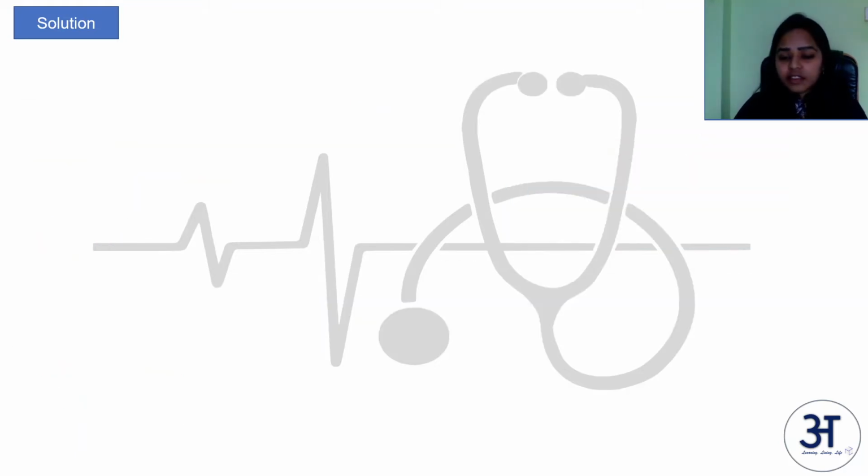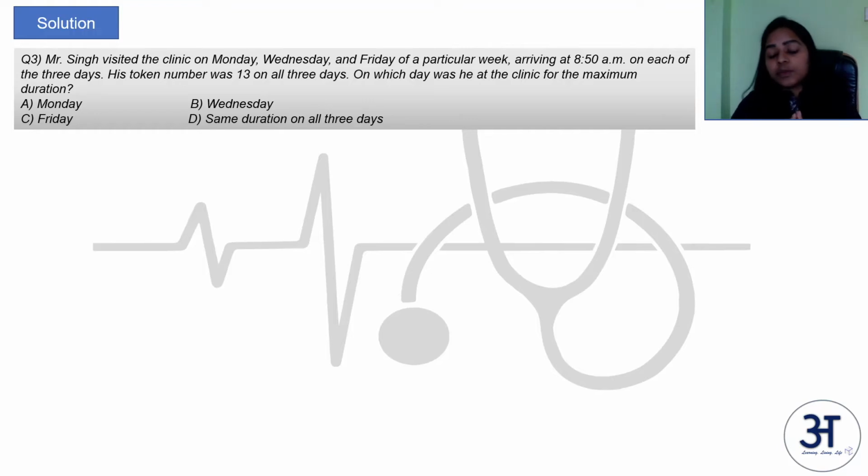Let's move to question 3. This question would prove to be very lengthy if you don't solve it in the smart way. So let us first look what the question is. Mr. Singh visited the clinic on Monday, Wednesday and Friday of a particular week, arriving at 8:50 a.m. on each of the 3 days. His token number was 13 on all 3 days. On which day was he at the clinic for maximum duration?